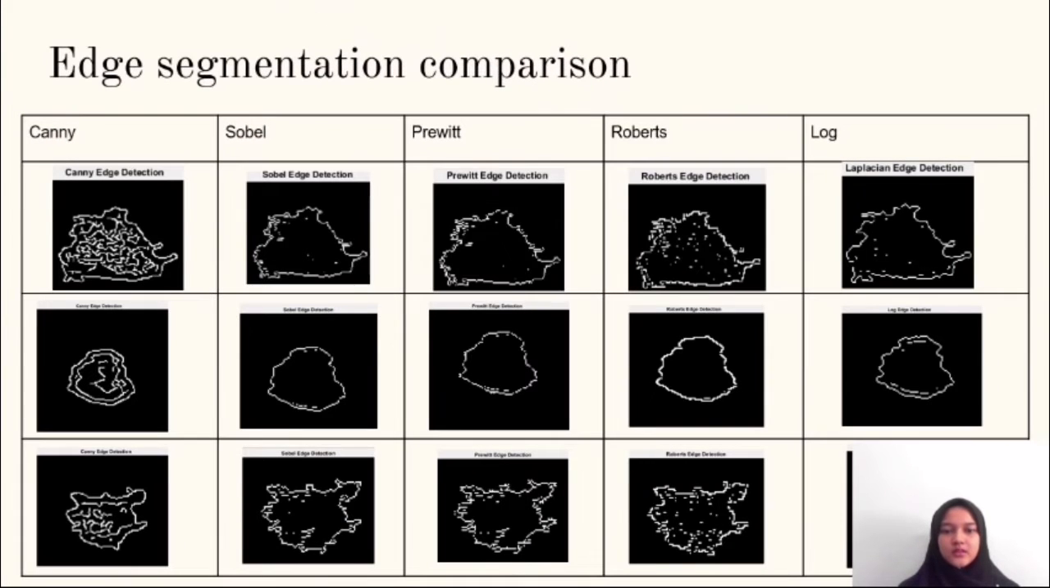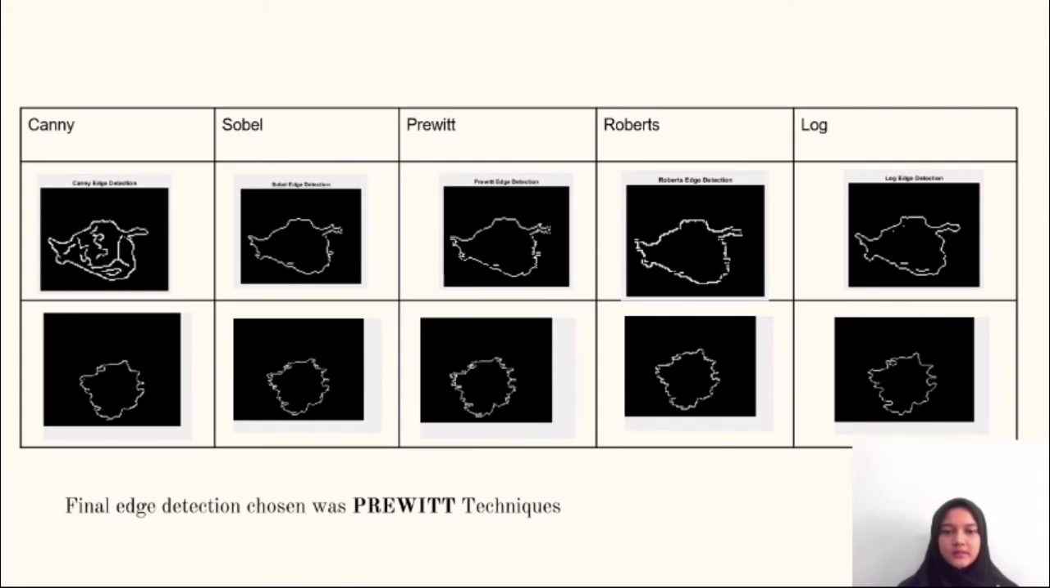As you can see, based on the comparison, Canny's result has too many detail lines compared to others. Meanwhile, Prewitt shows a much smoother line, thus we choose the Prewitt technique as the best edge segmentation for our images.